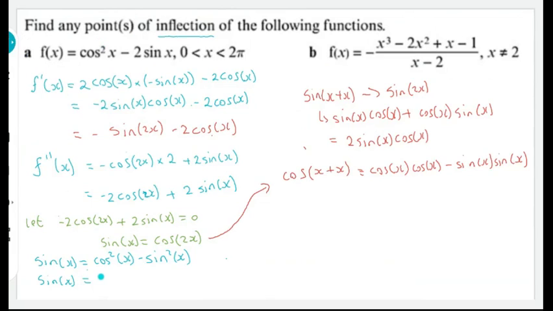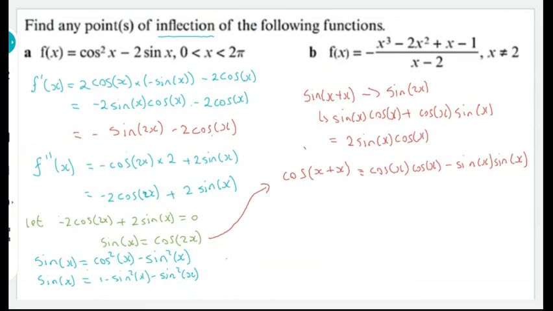Cos squared x is the same thing as 1 minus sine squared x. And then I've got the minus sine squared x still over here as well, the second one. Why have I done that? It's because I've now got an equation that's all in terms of sine.